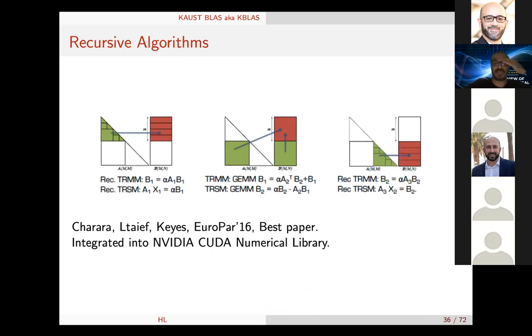And one of the algorithms that we use for that is this recursive algorithm, okay? We use the recursive algorithm to matricize further, to enrich further the BLAS with matrix multiplication, with level 3 BLAS routines that we know shine and extract most performance on any hardware, any vendor, okay? So by using this recursive algorithm, we are really able to get good performance. And this is part of a paper in Europar, and the NVIDIA CUDA numerical library has also integrated our KAUST BLAS.